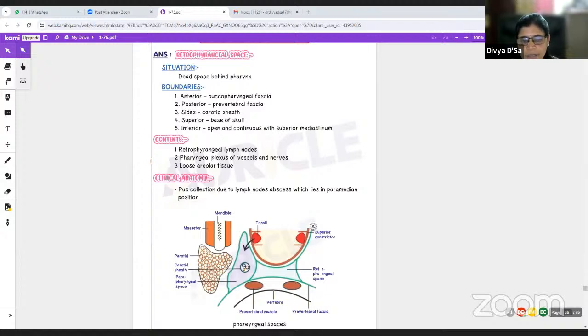Basically, it has a few lymph nodes, that is the retropharyngeal lymph nodes, then the pharyngeal plexus of vessels and nerves, and loose areolar tissue. Why this space is important is that infection and inflammation of the lymph nodes can sometimes lead to pus collection and abscess formation, which can lie in the paramedian position in this space.